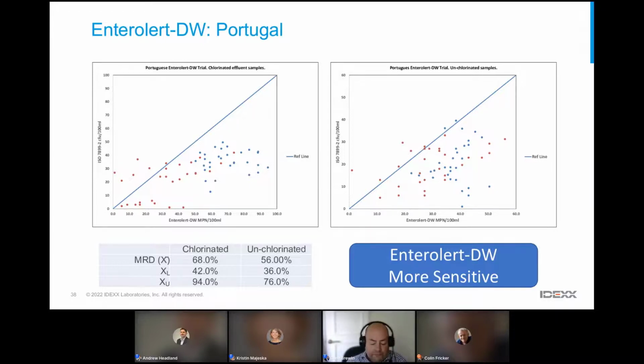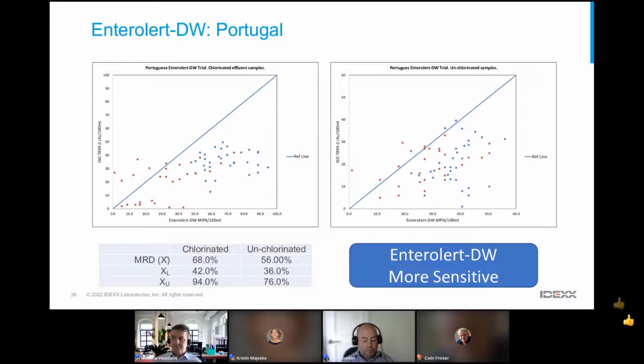We are still waiting on the final data, which will be compiled with that that's already in existence, and that will be analysed once available, and we'll share that. So that's a brief look at the comparative data that's currently available for Enterolert DW and the reference method that's been previously discussed. If you do want to take a more in-depth look at the data and the statistical analysis, reports are available upon request, so please contact us and we'll share those with you.